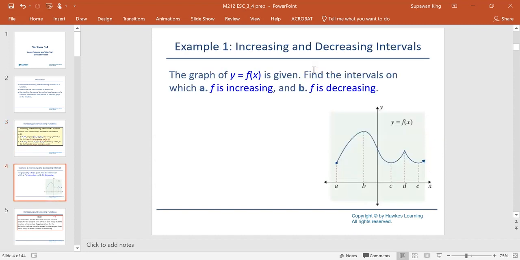Example 1. The graph of y equals f of x is given. Find the intervals on which the function f is increasing and the function f is decreasing. For part A, f is increasing. Part B, f is decreasing.